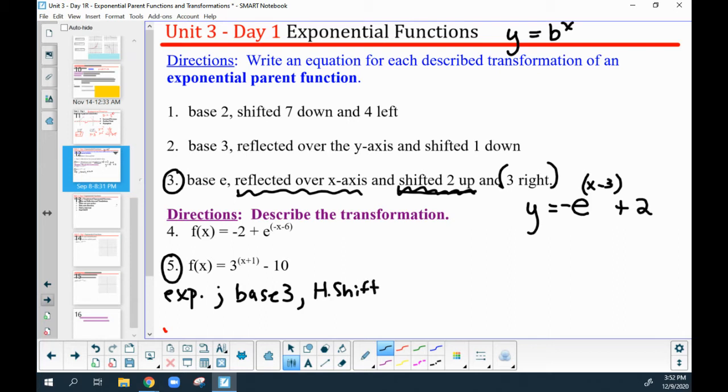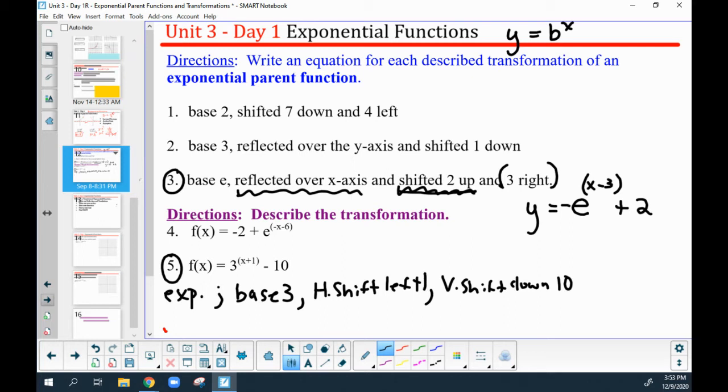Opposite of what we see, going to be left 1. And because of that 10 on the outside, that's going to be a vertical shift down 10. Excuse me, I forgot the left one.